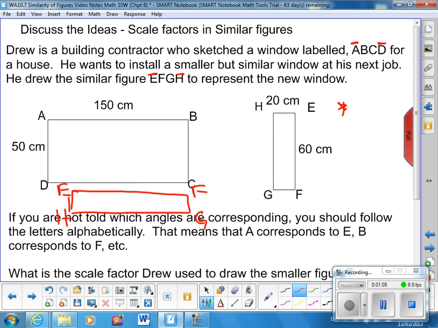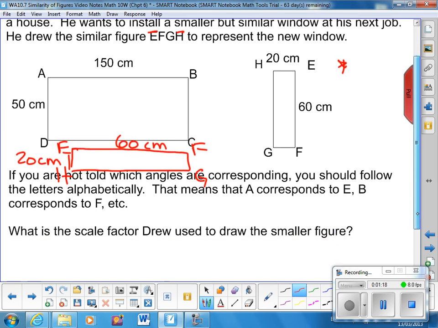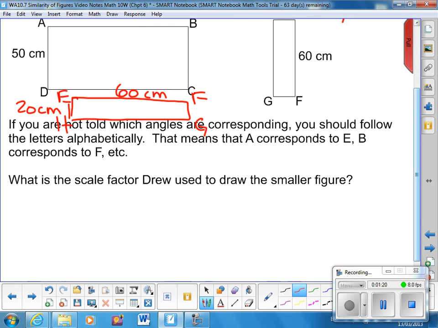So if we reorient the picture, then the sides that are corresponding look a little better. They're more in the same direction. And then we can calculate the scale factor. Okay, so the scale factor used is always scale over original.